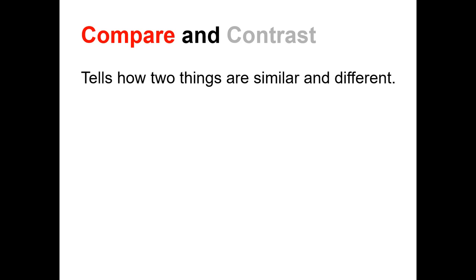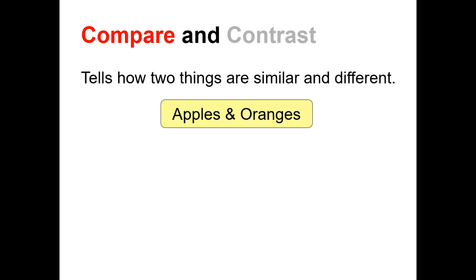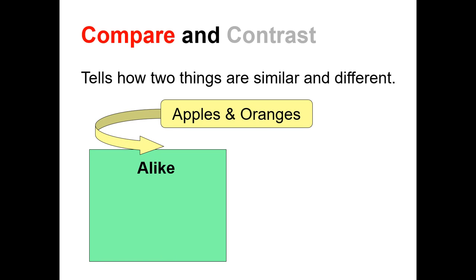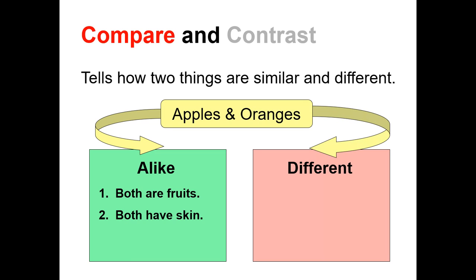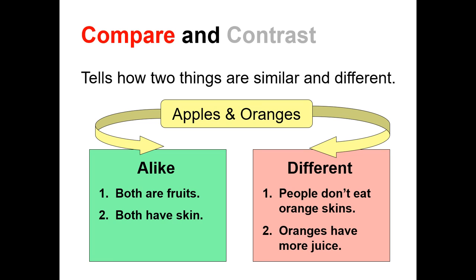So compare and contrast is the next one. This is going to tell you how two things are similar or different. So this is like your Venn diagram. For example, we've got apples and oranges. What do they have in common? They both are fruit. They both have skin. So what's different? People don't eat the orange skins, but oranges also have more juice. Compare and contrast.